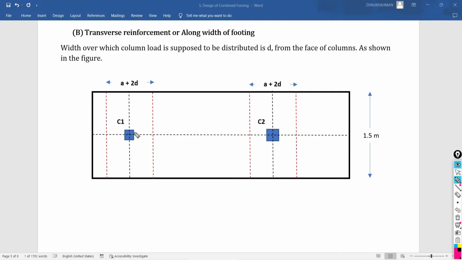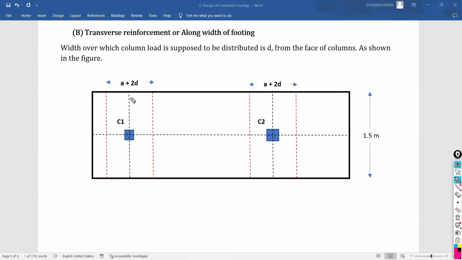It is going to be distributed over a width equal to A plus 2D, where D means at a distance of D from the face of the column. So this is the side of your column in the considered direction. For column C1 it is going to become A plus 2D, and for column C2 this side is going to become A plus 2D from the column face. I am going to call this the design strip, and for this width I have to do the calculation along the width of the footing.